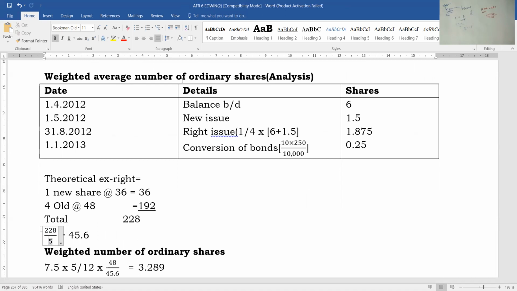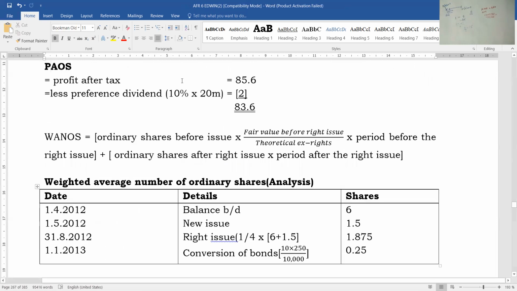So after we are done with the analysis, now you can apply in the formula, because ordinary shares before the right issue is what? 7.5. Ordinary shares before the right issue. So here we have 7.5. Yes. So this one could be 7.5.